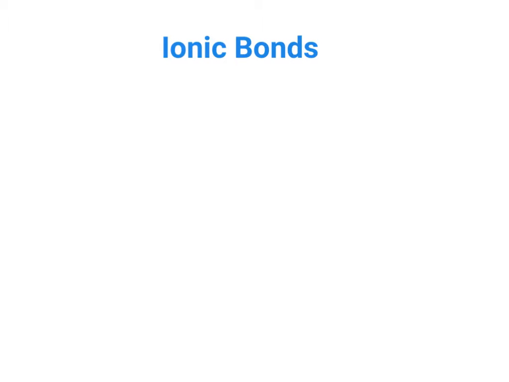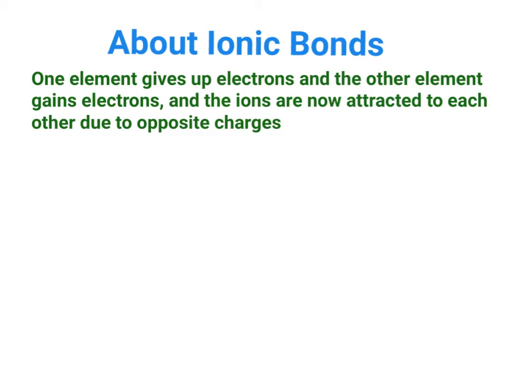This short video is a reminder of a few things with ionic bonds. So we're going to talk about ionic bonds and what they are and how they work and how to write them. So remember that in ionic bonds, one element gives up electrons and the other element gains electrons, and the ions are now attracted to each other due to these opposite charges.